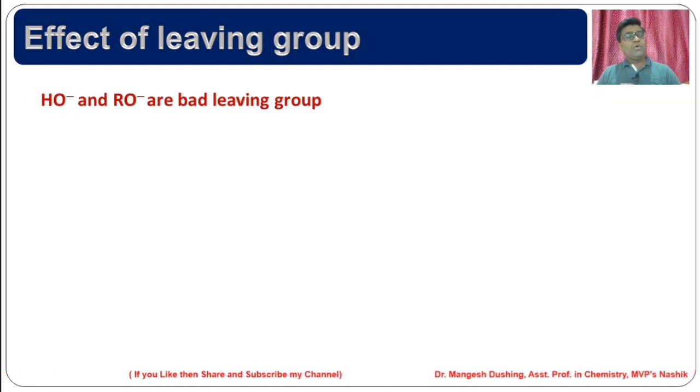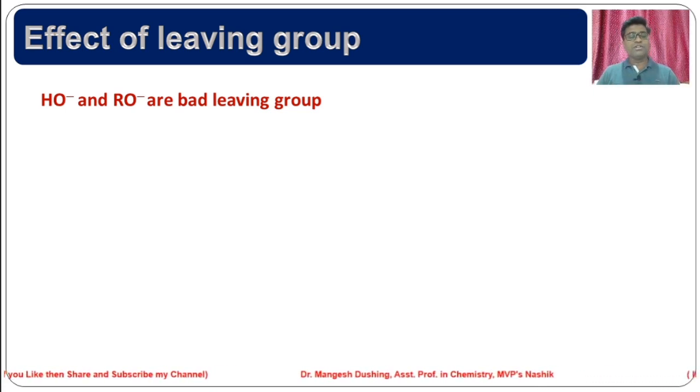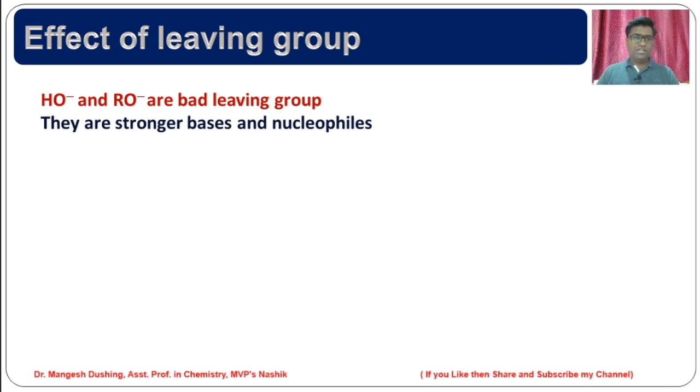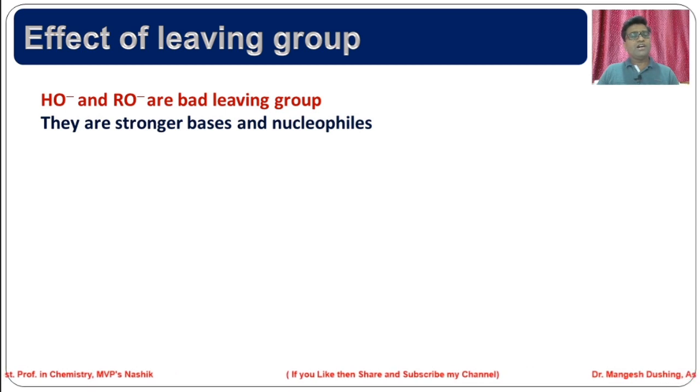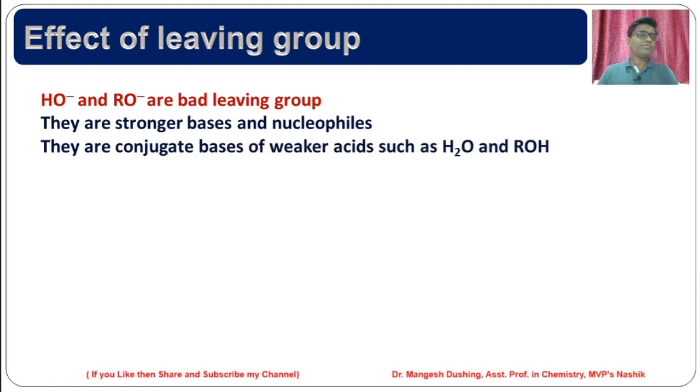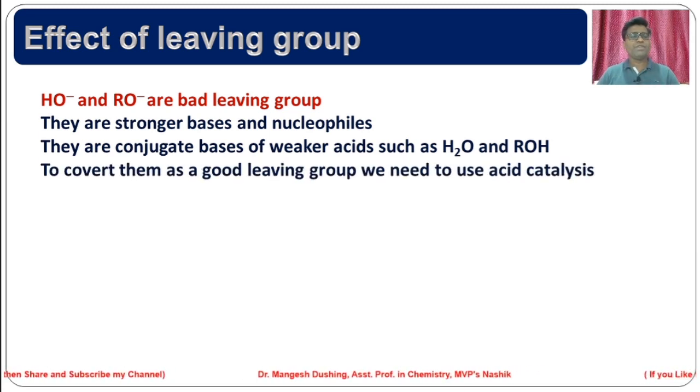Friends, OH minus and RO minus are bad leaving groups because these are the conjugate bases of weaker acids. Those weaker acids are H2O and alcohol. So they are the stronger bases and nucleophiles, OH minus and RO minus. These are stronger bases and good nucleophiles, but bad leaving groups. They are conjugate bases of weak acids such as H2O and ROH. So to convert them into a good leaving group, we need to use acid catalysis.